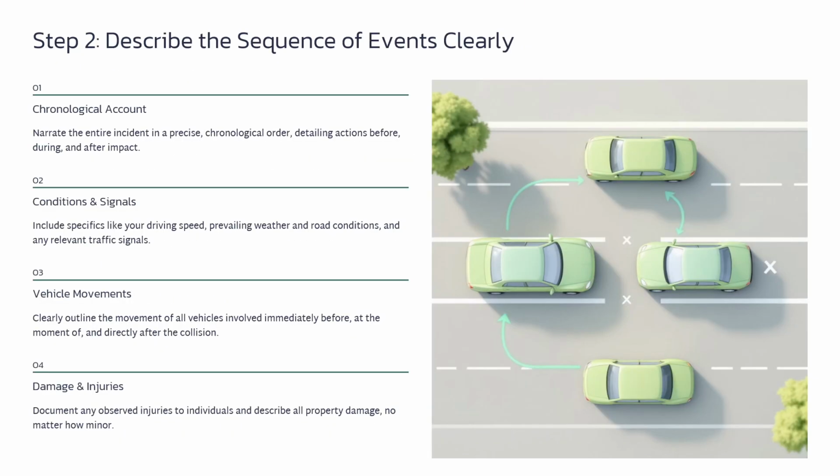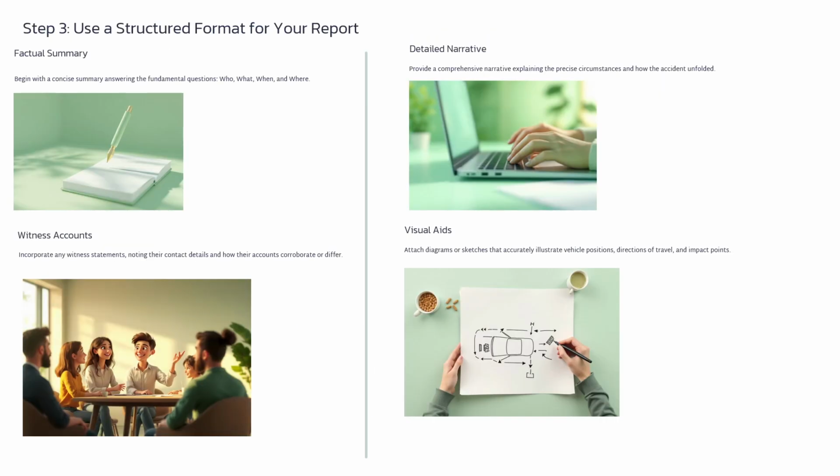So step 2 is describe the sequence of events clearly. A chronological account: narrate the entire incident in precise chronological order, detailing actions before, during, and after impact. So conditions and signals, and also record the vehicle movement and of course the damage and injuries. Document any observed injuries to individuals and describe all property damage, no matter how minor.